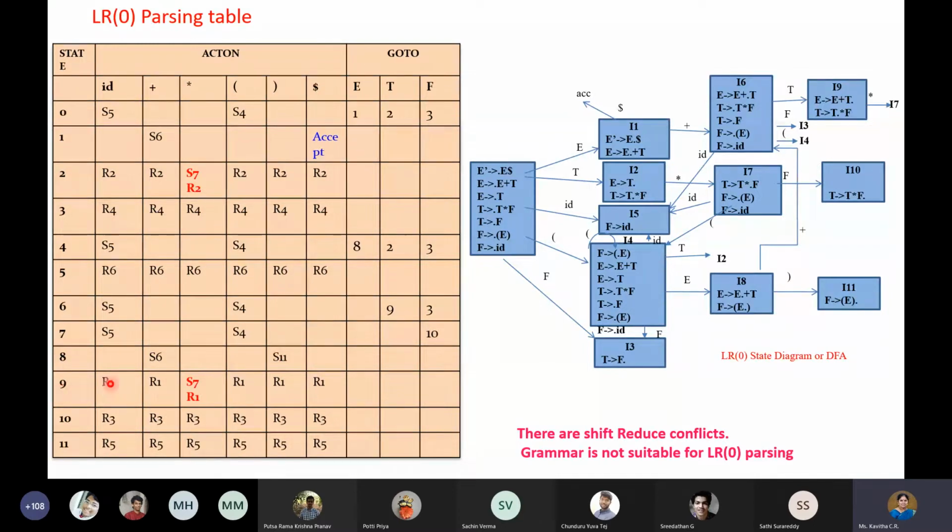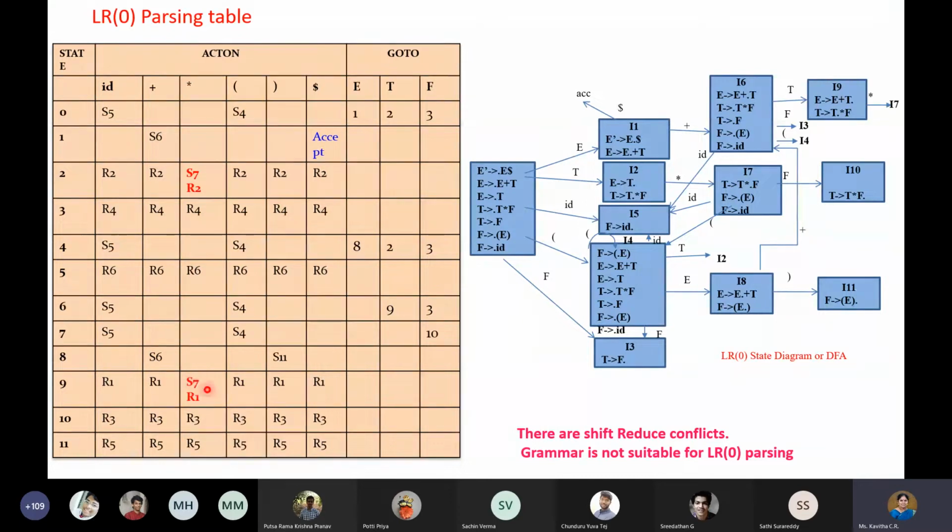State number 9. At state number 9, we have two things to be taken care of. One is the reduce action. The rule number is nothing but R1. E gives E plus T is rule number 1. So for all the terminal symbols, you apply R1. That is the first thing. And the next thing is we also have the shift action on the star symbol. So on reading star, we are going to go to S7. So it is S7. Okay, that is state number 7.